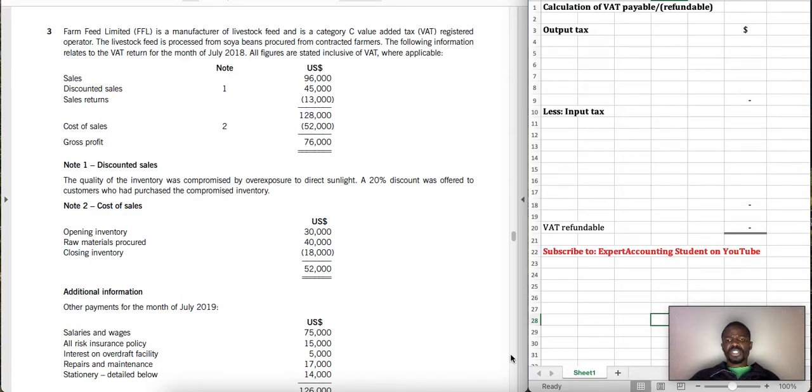Today in this session together we're going to cover VAT, the calculation of the VAT payable or the VAT refundable. We'll use the question from June 2019 F6 to demonstrate this. Let me remind you that the copy of the question and also the solution will be found in the comment section below the video.